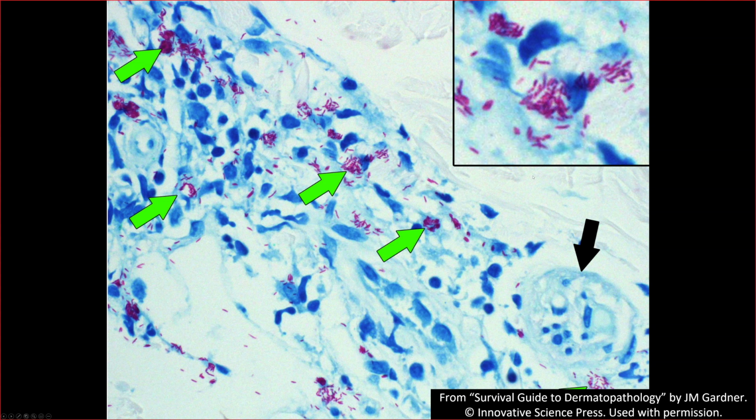And look at that, a Fite stain loaded with acid-fast bacilli. And here you can see a nerve. And they're right in the nerve itself, actually, around the perineurium, in the cytoplasm of the histiocytes, everywhere. And lepromatous leprosy is multibacillary.